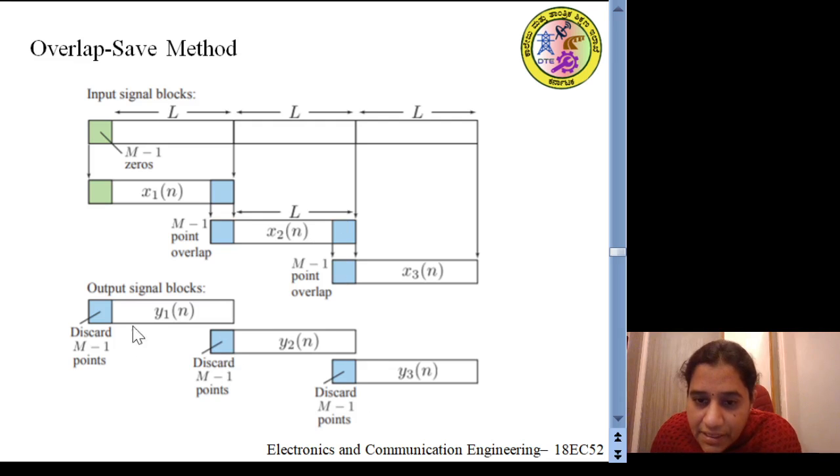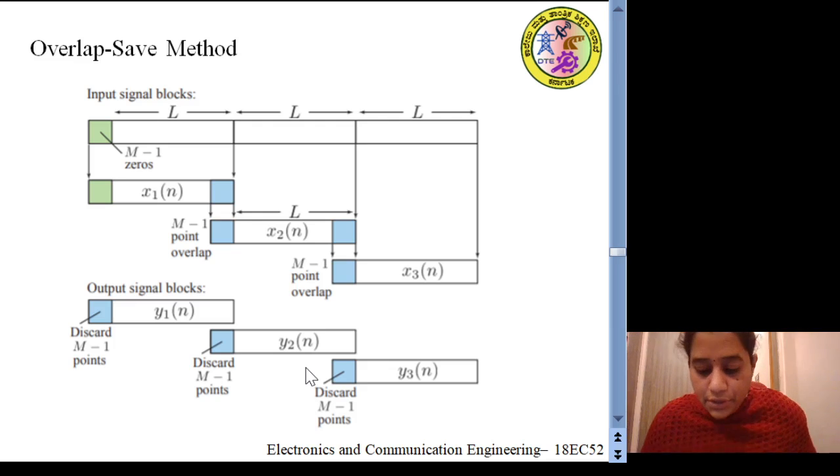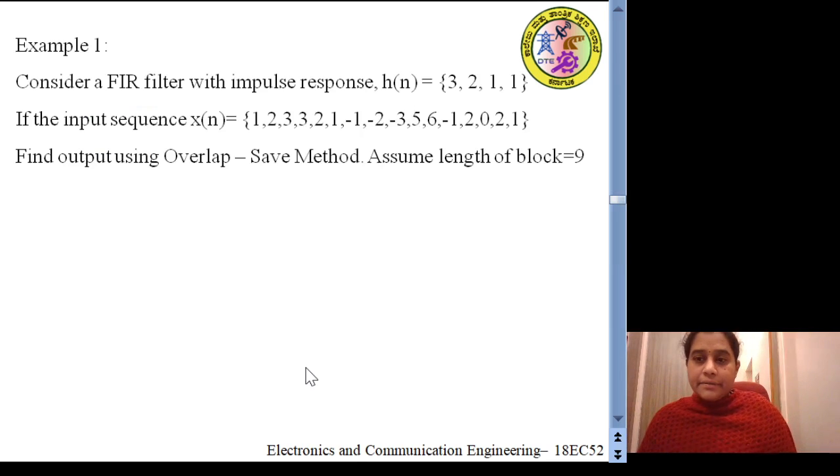So what we are doing is overlapping these values such that we are going to discard this. These are repetitive, so we are not going to lose anything. So we will be considering these L samples, these L samples and these L samples to obtain the final output. Now let us take an illustrative example to understand this better.